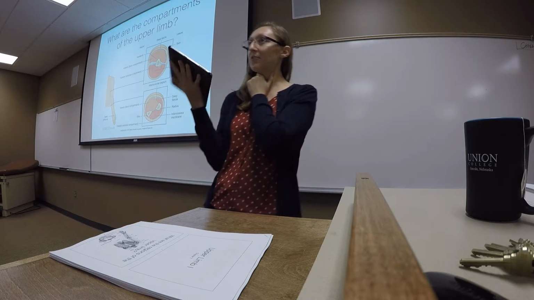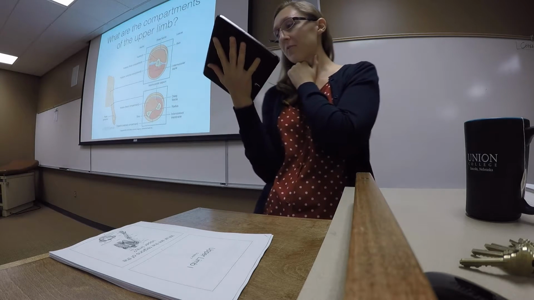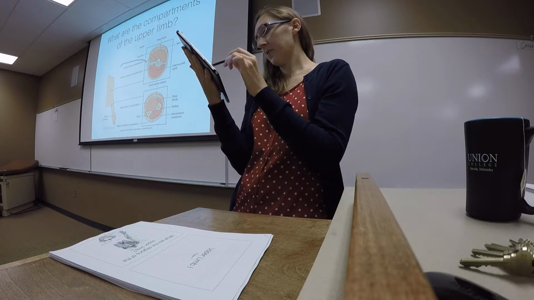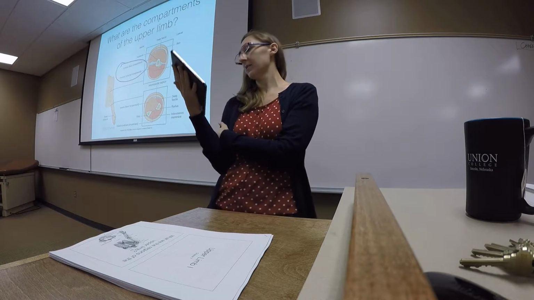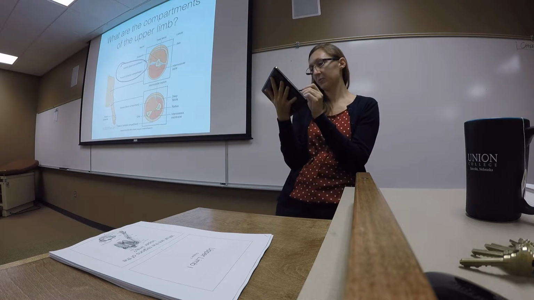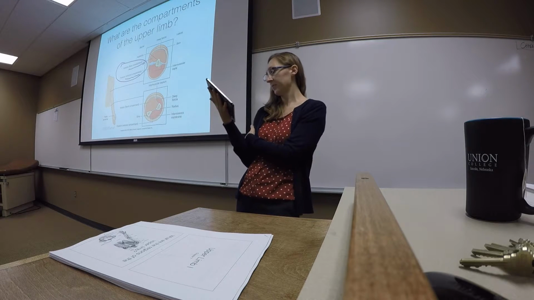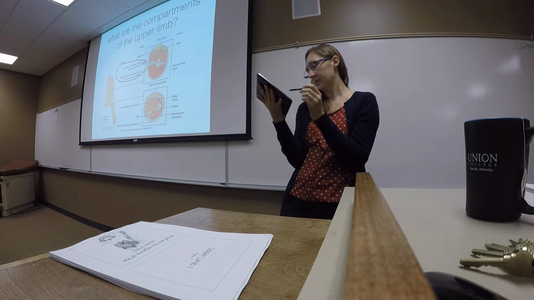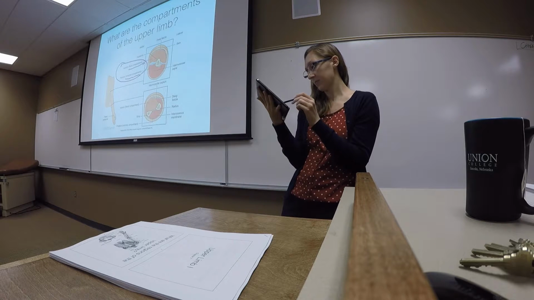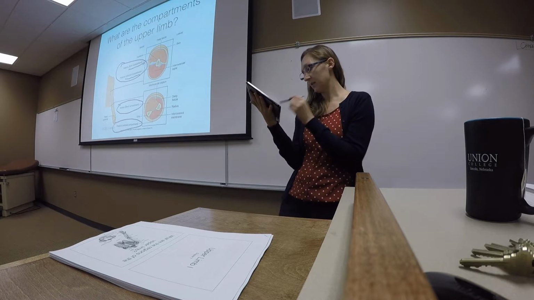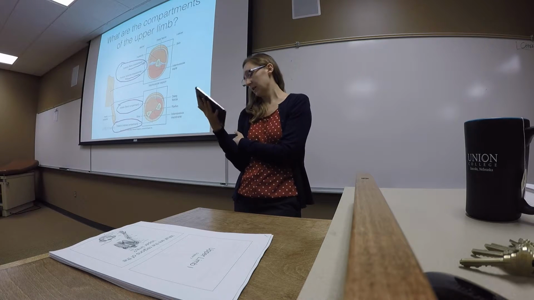We just have anterior and posterior compartments of each of the regions of the upper limb. So here we go, anterior and posterior of the arm. Anterior is predominantly flexor, posterior is predominantly extensor. Same thing with the forearm. Anterior is predominantly flexor muscles, posterior is predominantly extensor muscles.